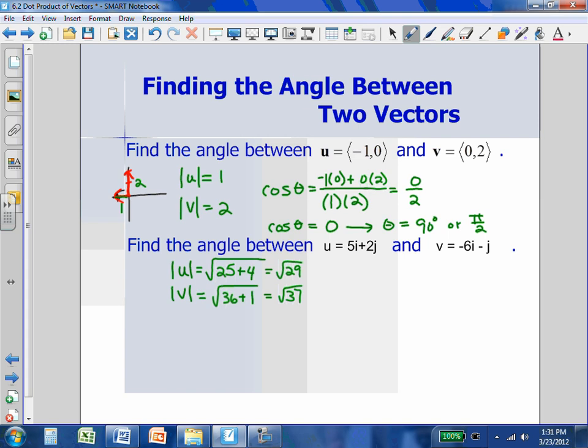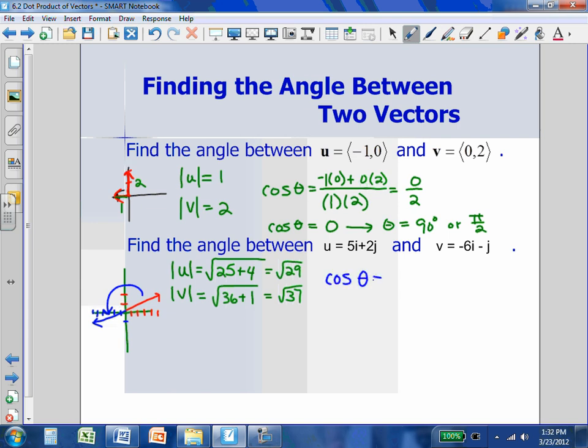I'm going to take a quick look at what these look like and where they end up. So I have 5i, 1, 2, 3, 4, 5, and 2 up. So here's u. It's like this. And then v is at negative 6, 1, 2, 3, 4, 5, 6, and then it's down 1. So it's down here. So it's a fairly large angle in between these two that we're looking for. Certainly more than 90, but less than 180. So it's obtuse.